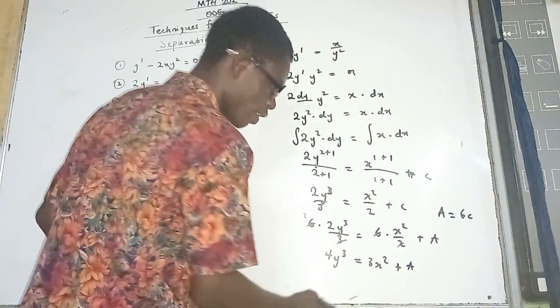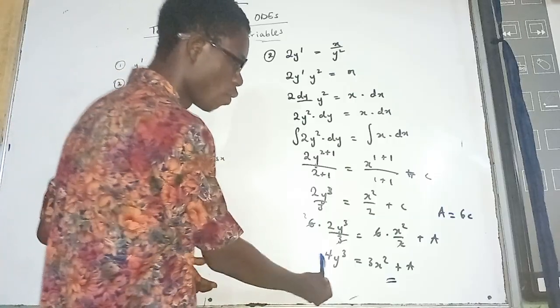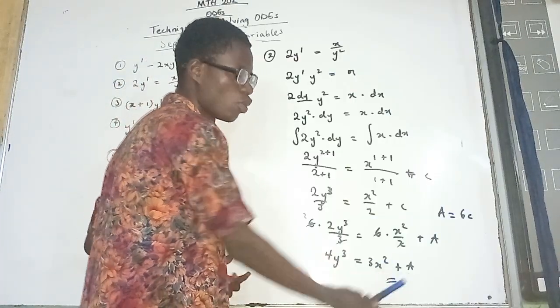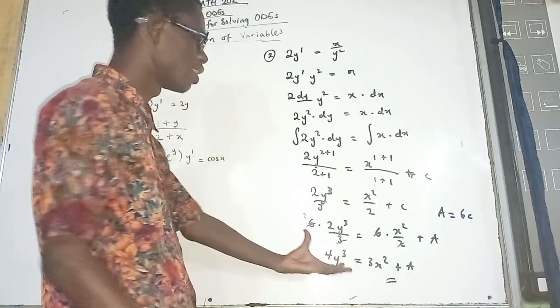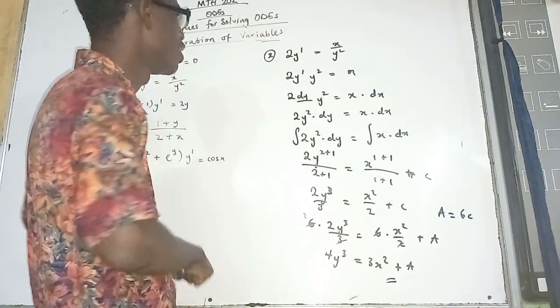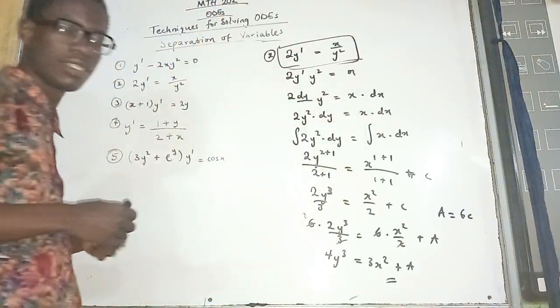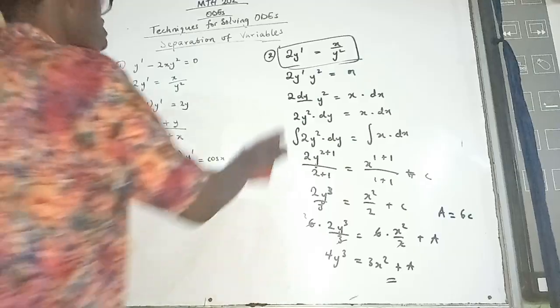So I can leave my final answer like this. Yes, I can leave my final answer like this and say 4y cubed equals 3x squared plus a, our constant. And this is the solution. This is the general solution to our ODE that is given here using the separation method. And that's the second question. Let's go into the third.